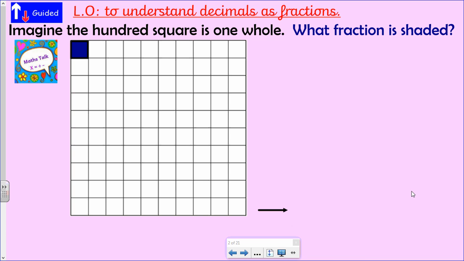Okay, we're back for the guided bit of Thursday's lesson then, to understand decimals as fractions. Now, just a little warning here, you might be able to see down the bottom, we're on slide 2 of 21. There are actually quite a lot of slides on this guided bit. If we were in class, we'd be doing a lot of whiteboards, a lot of maths talk. You can see the maths talk icon is still there.